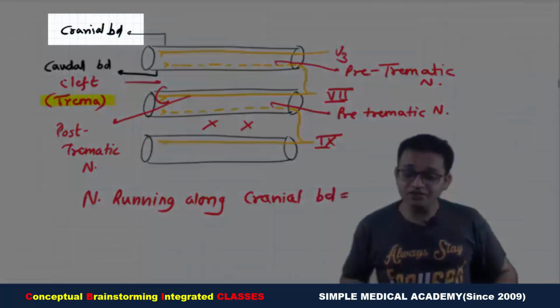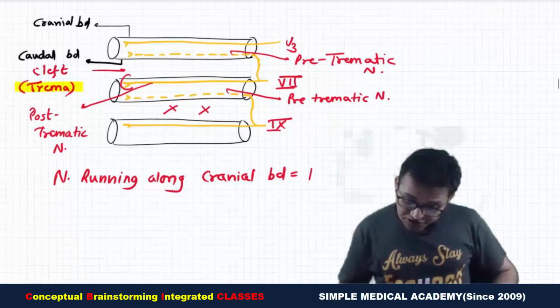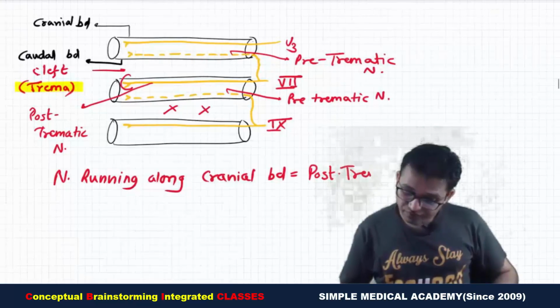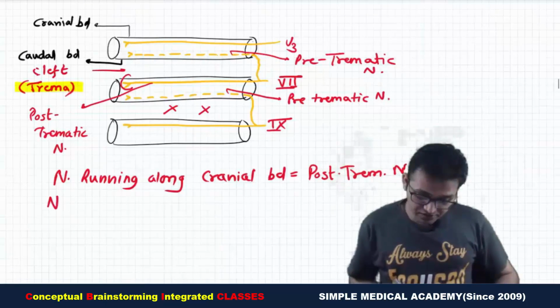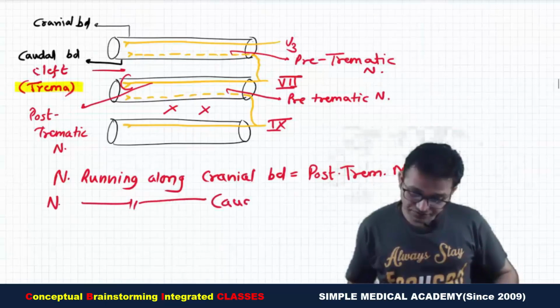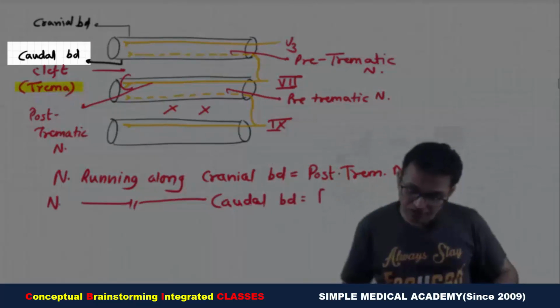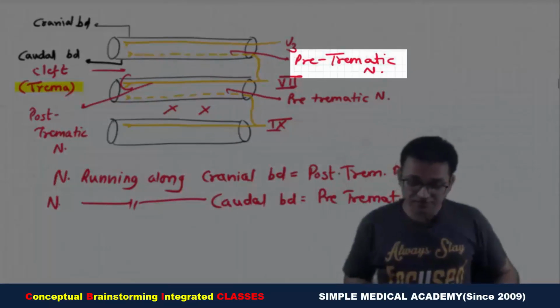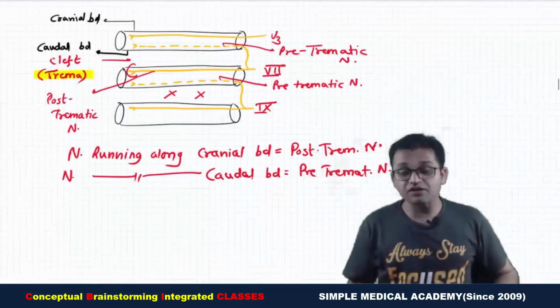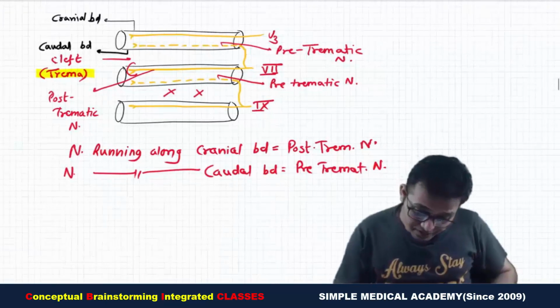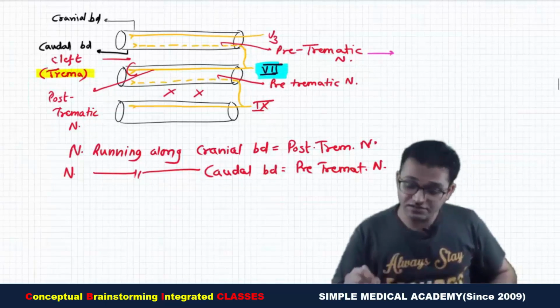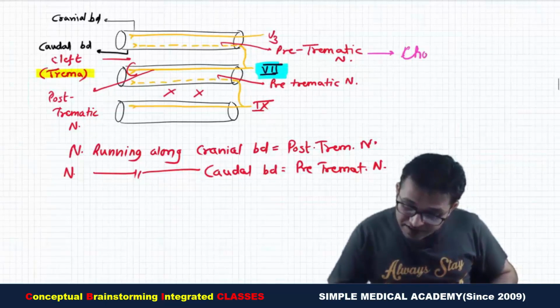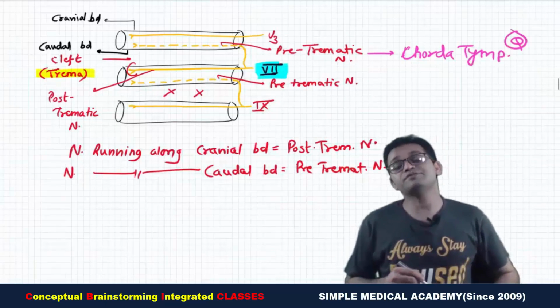The nerve running along the cranial border is known as the post-trematic nerve, while the nerve running along the caudal border is known as the pre-trematic nerve. Why is this concept important? Later we will see it in the tongue and its nerve supply. Remember, the facial nerve gives the pre-trematic branch, and that pre-trematic branch is the chorda tympani.